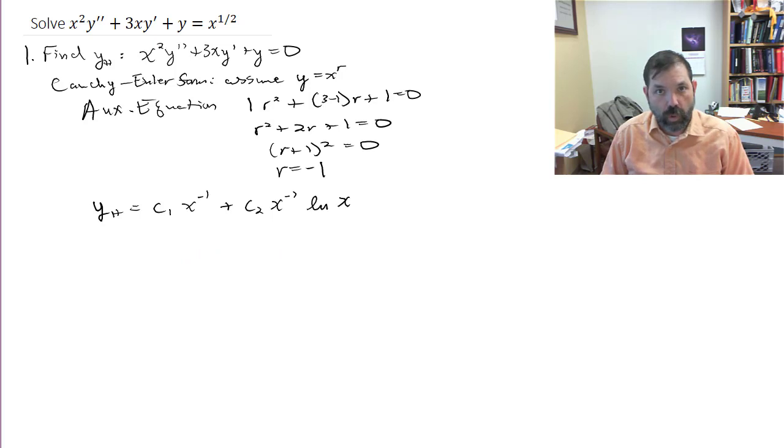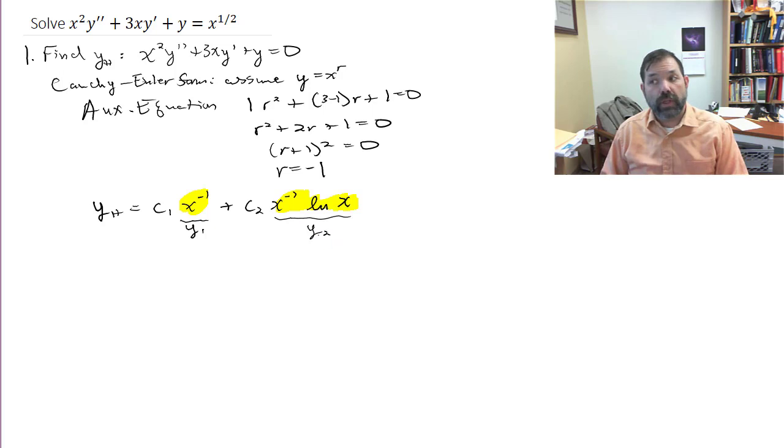All right, so then what I take from this now is this x to the -1st and this x to the -1st natural log x. Those I will use later on as my y1 and my y2 for the non-homogeneous part.